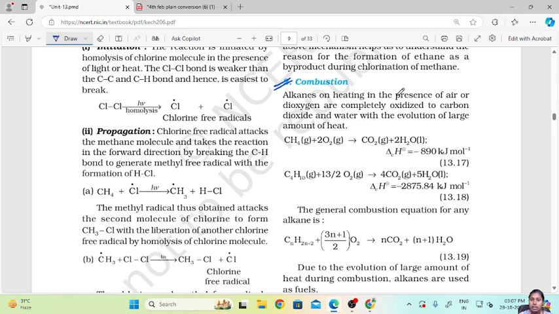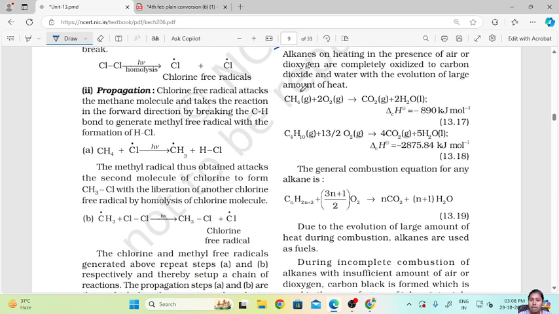The alkanes on heating in the presence of air or dioxygen are completely oxidized to carbon dioxide and water with the evolution of large amount of heat. So alkanes, when we heat them in presence of air, means there is oxygen, right? They are completely oxidized to carbon dioxide and water, and in this process heat is evolved. For example, methane, when we heat it in presence of oxygen, gets converted into carbon dioxide and water, and 890 kilojoules per mole of heat is released. This is in case of methane.